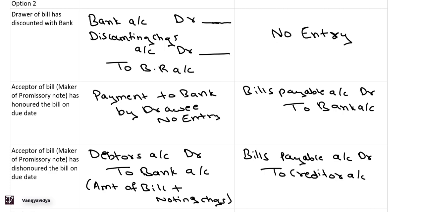Now this drawee is required to make a payment to the creditor itself, because even if the bill was discounted, he couldn't make the payment of the bill on the due date to the bank. So the bank has recovered that amount from the drawer. So the drawee is required to pay it to the creditor or the drawer itself. So the entry will be for the amount of the bill plus noting charges.